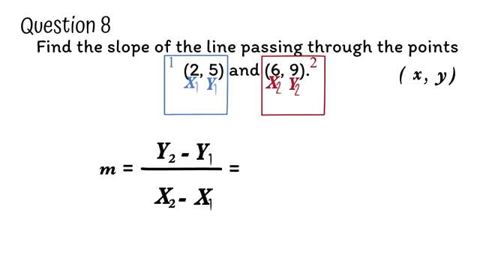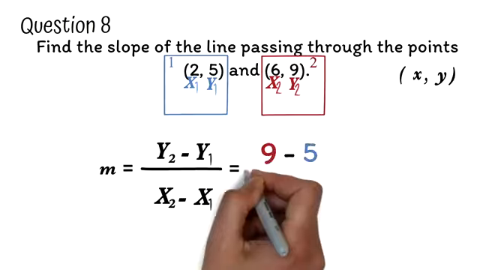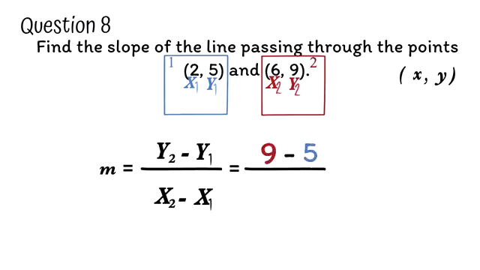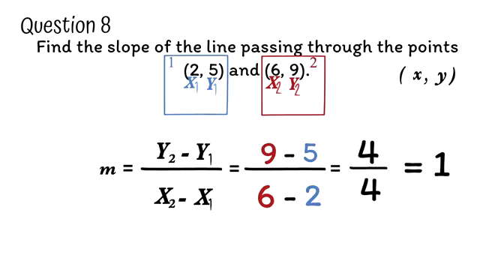We just put the values into the formula. We have 9, which is y2, minus 5, which is y1, divided by 6, which is x2, minus 2, which is x1. We simplify. 9 minus 5 is 4, over 6 minus 2, which is also 4. 4 divided by 4 is 1. So the slope is 1.